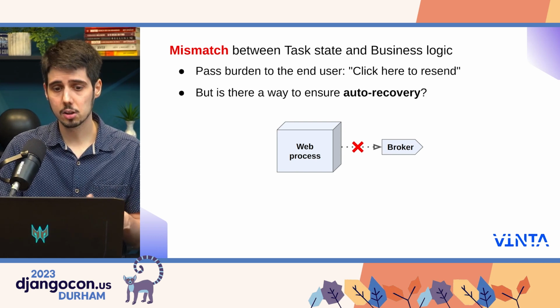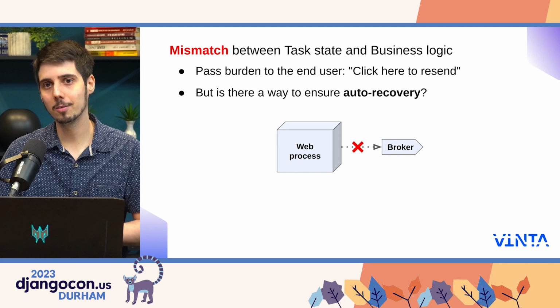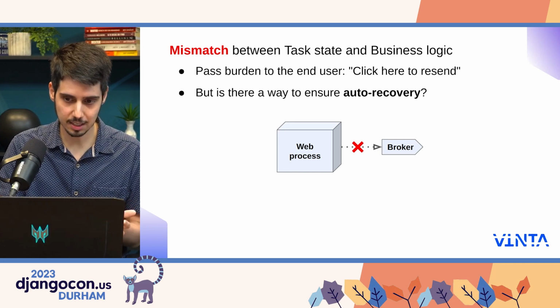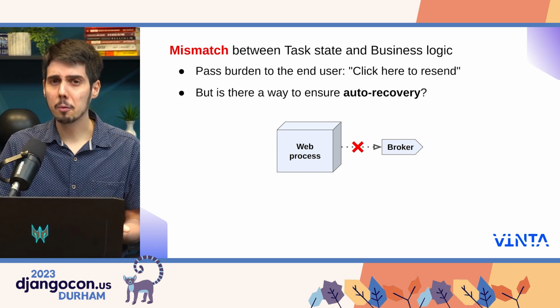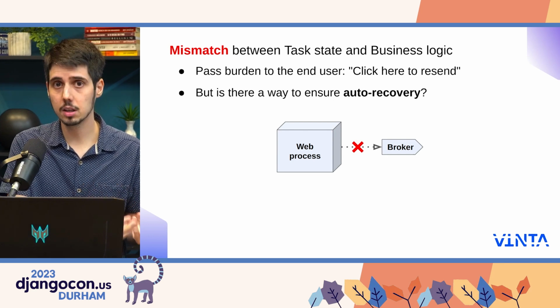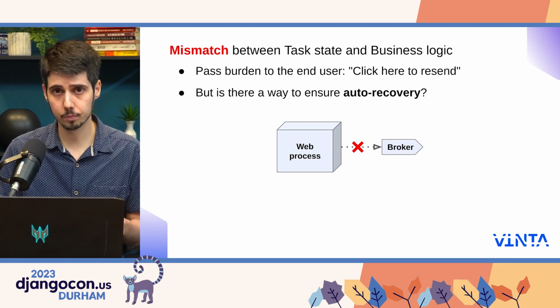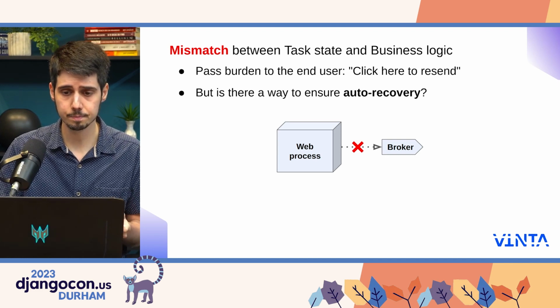Sometimes some applications just pass the button to the end user: "Click here to resend the email." Who never did that and just click there. But is there a way for us to ensure an auto recovery? So if the broker is down, eventually the user can get the email. Is there a way we can build something to fix that for us automatically?